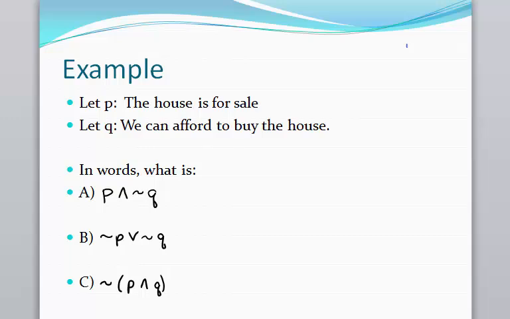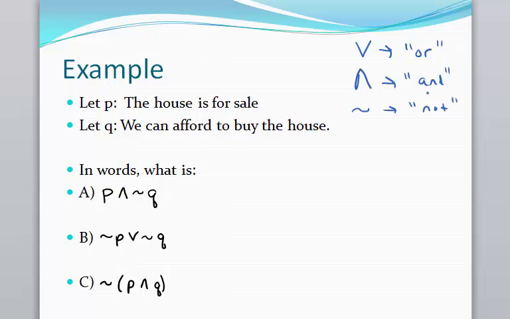Now, one thing that we want to keep in mind as we start working on this is that this symbol that looks like a V is read as OR. This symbol, which looks like the caret key, is read as AND. And the tilde, remember, is read as NOT. So let's begin with part A.